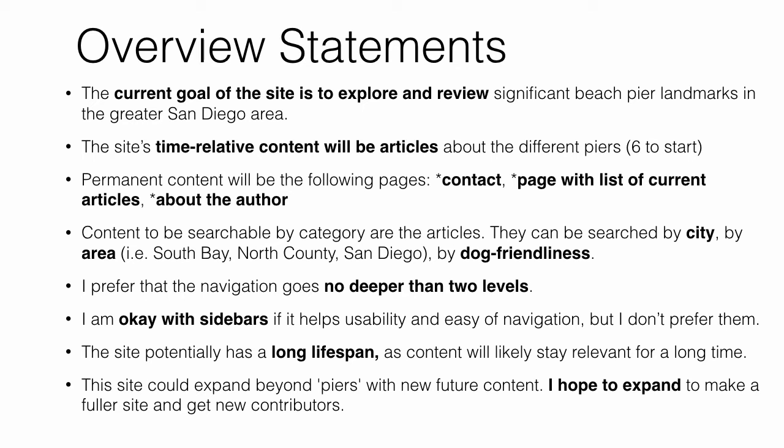Okay, and then search things I said were important right off the bat, and we could come up with more later, but we would start with city search, area search, and dog friendliness. Maybe area would be called neighborhood or region, or who knows what. We'll have to figure that out later. And then I prefer to go no deeper than 2 levels of nav, and I'm okay with sidebars, but don't prefer them. I should have highlighted that. And it's going to have a long lifespan potentially, and I hope to expand.